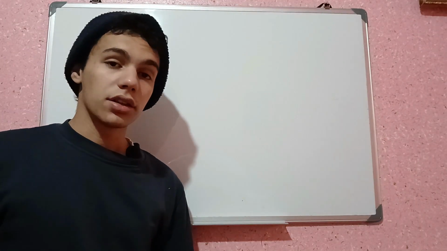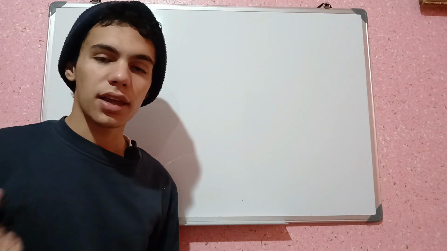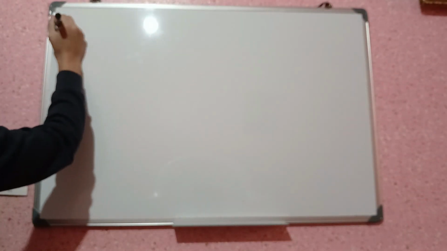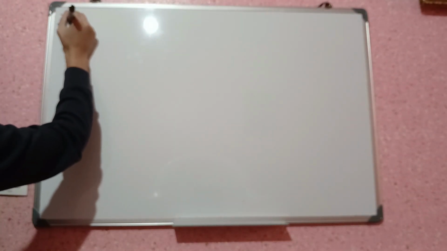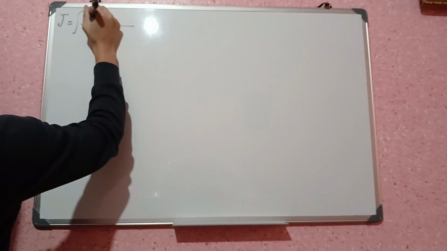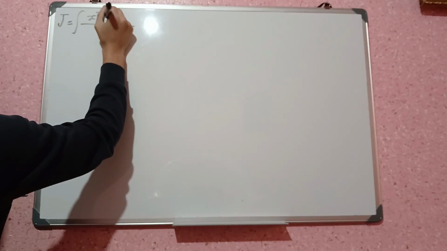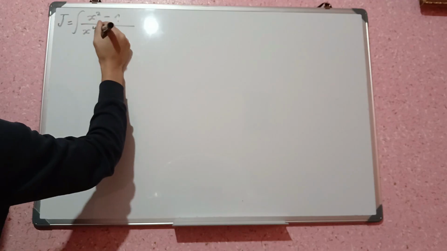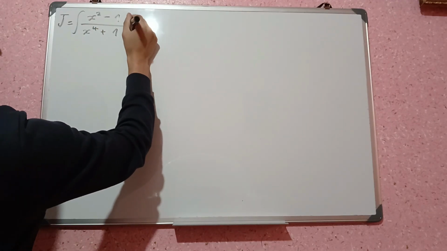Okay, let's get started. But before doing the main integral, I will do another integral just to get the idea of this solution. Let's name it g. This g will be equal to the integral of (x^2 + or - 1) over (x^4 + 1) dx.